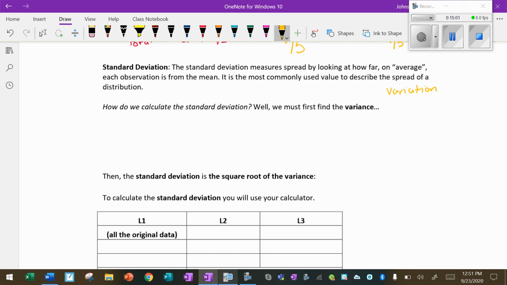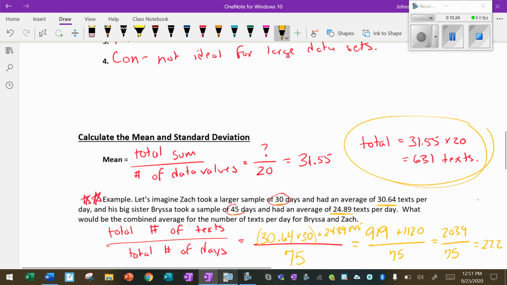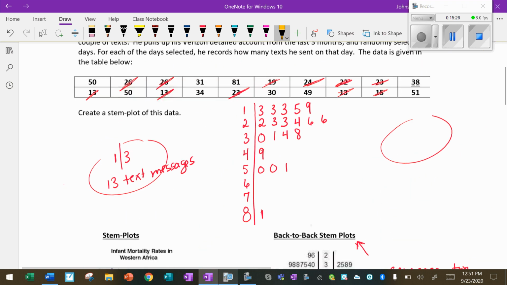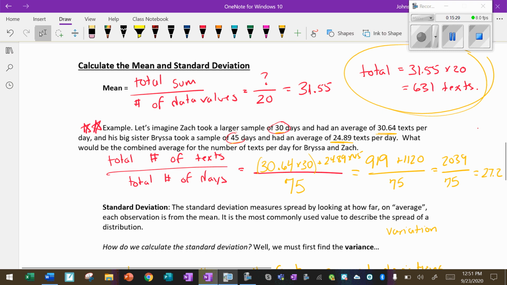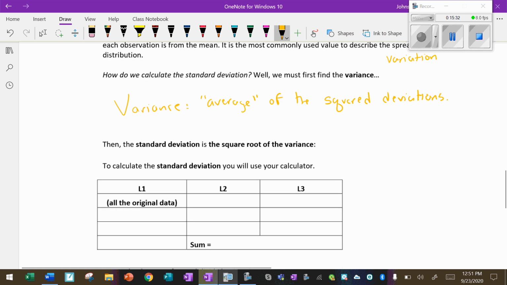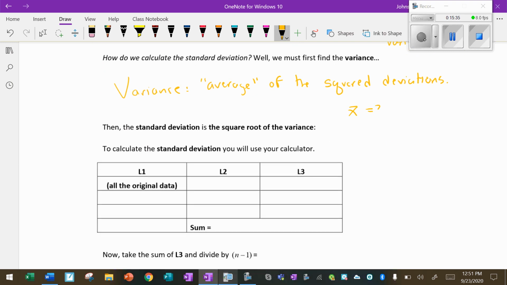In order to calculate standard deviation, we must first calculate something called variance. And variance is the quote-unquote average of the squared deviations. All right? So our average for our set of data, I believe, was 31.55. Did we figure that out yet? Or am I just... no, 31.55 right there. All right. So I'm going to take you through this step by step in your calculator to show you where the standard deviation comes from. The average of the squared deviations.